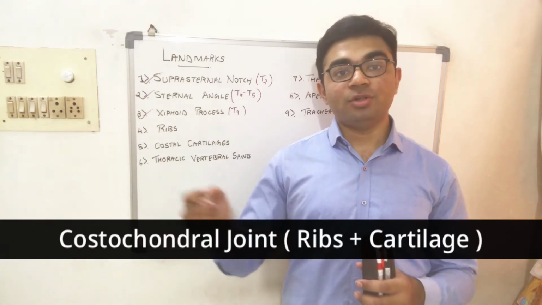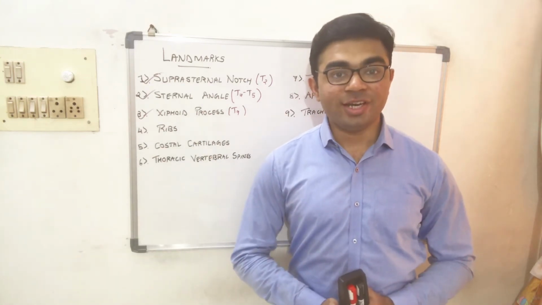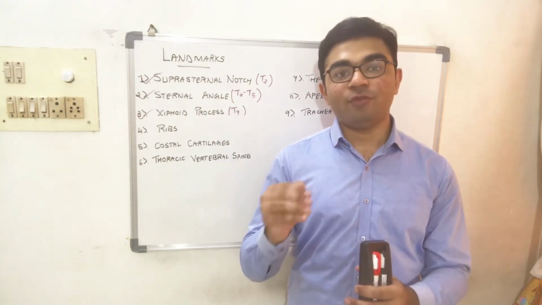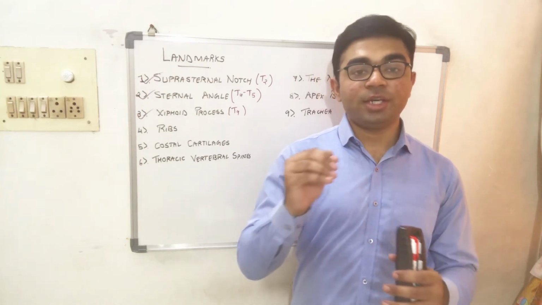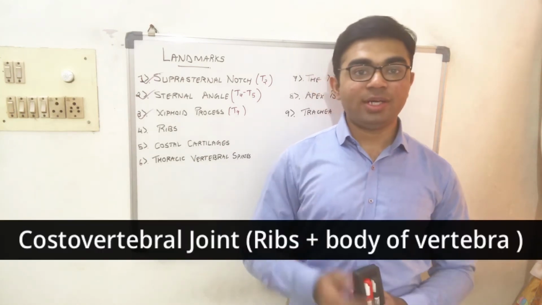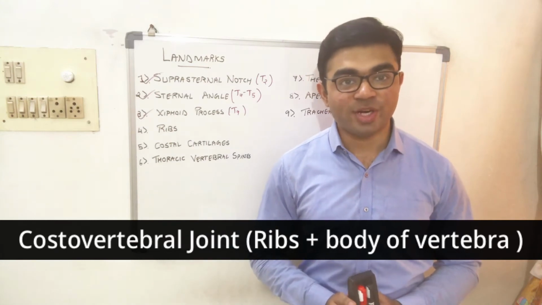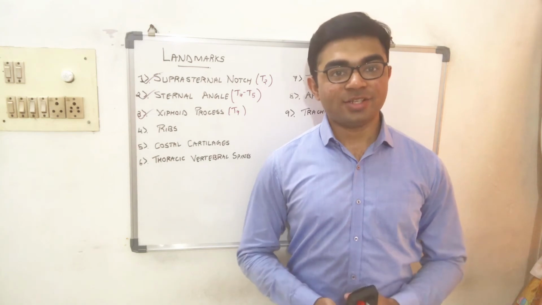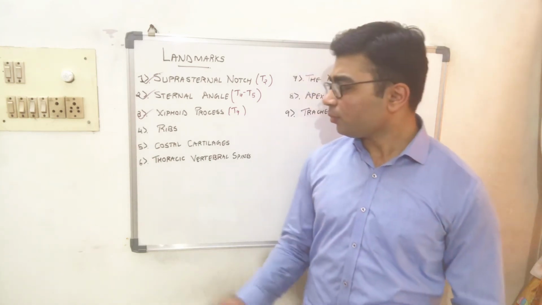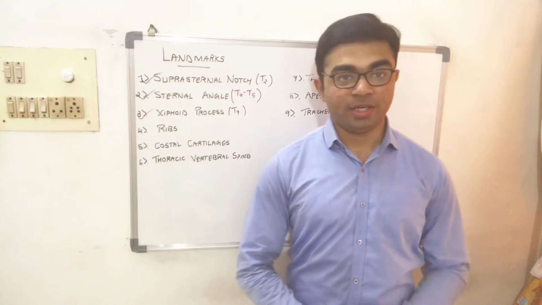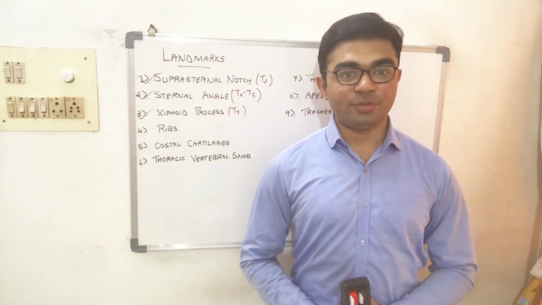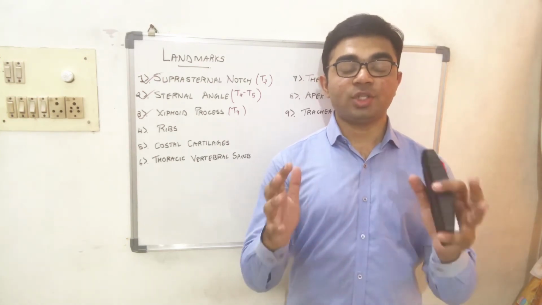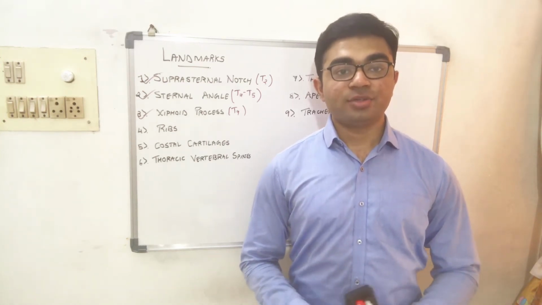The ribs are also attached to the vertebra posteriorly with 2 different joints. A rib with its posterior end forms a joint with the vertebral body, that is the costovertebral joint, and with the transverse process of the thoracic vertebra, which is the costotransverse joint. Later in videos, I will discuss these 2 joints in detail. Next is the thoracic vertebral spine. As we know, there are 12 thoracic vertebrae.